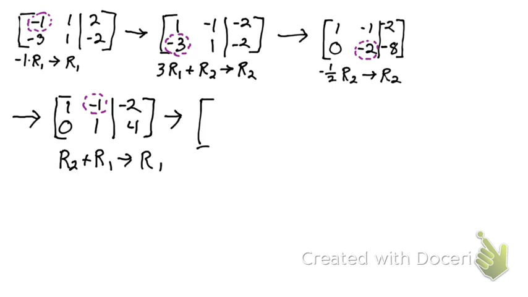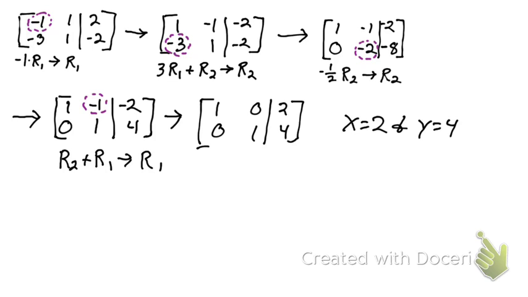Well, if we follow this, 0 plus 1 is still 1. So that's stuck there. 1 minus 1 is 0. And then 4 plus negative 2 is 2. 0, 1, 4. That means we have x equals 2 and y equals 4. Do all those steps make sense?